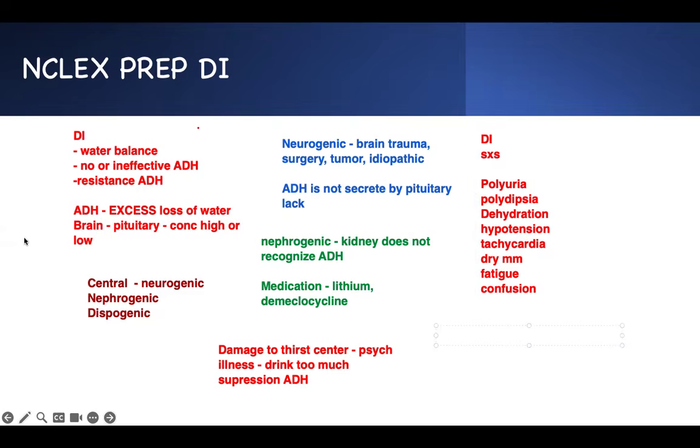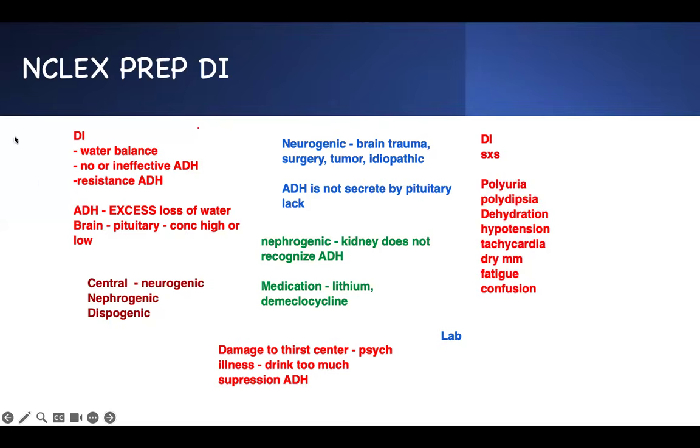What your board will ask you is this. Also, don't forget the lab work. What should you expect? Don't memorize it. This is a select or apply, so don't memorize it. Like I told you, we have a certain concentration in our blood. We have a certain concentration in our urine. But when you have DI, it changes. Remember, diabetes insipidus, you're losing water. So if you lose too much water, what happened to your blood concentration? What do you think?